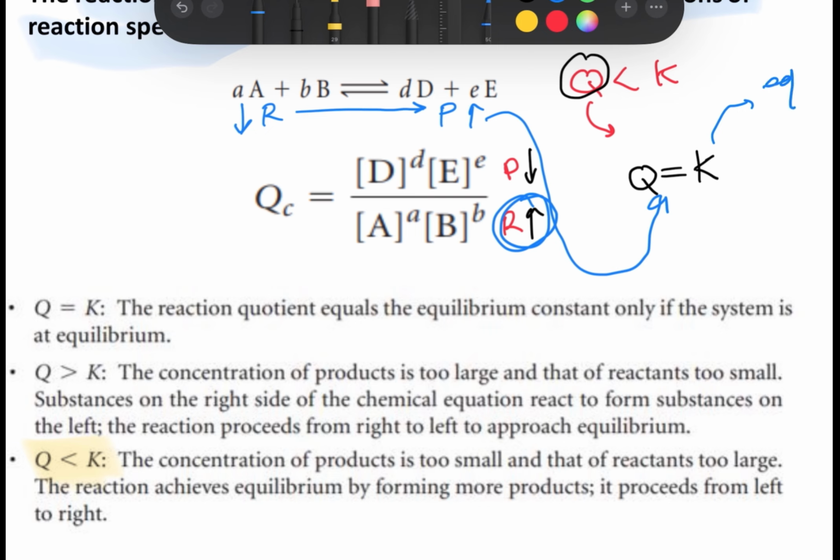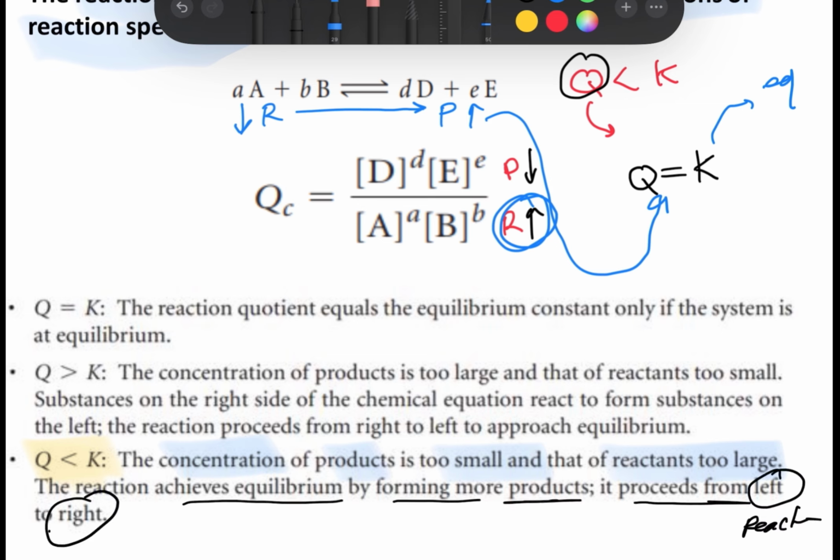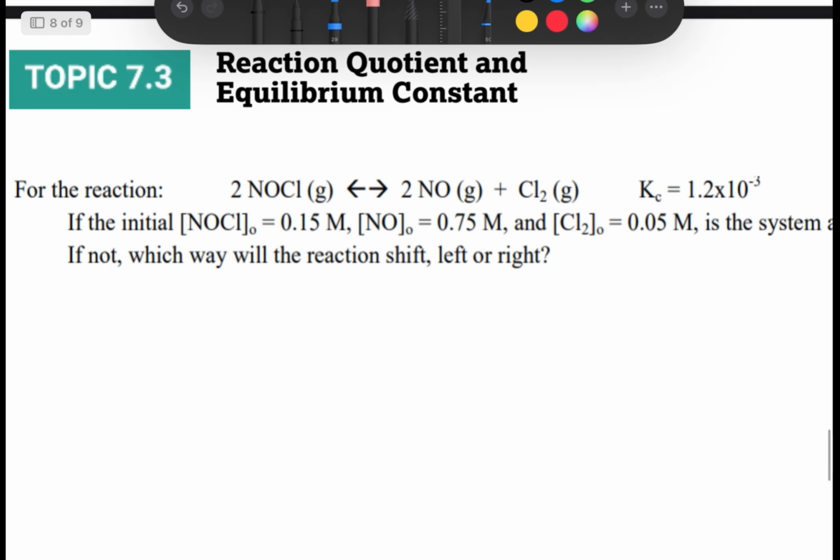Now let's read the paragraph again. The concentration of a product is too small and the reactants too large. The reaction achieves equilibrium by forming more products; you have to say it proceeds from reactants to products, not to the right. Okay, now let's take a real example of how to calculate it. Well, look at this beautiful reaction.